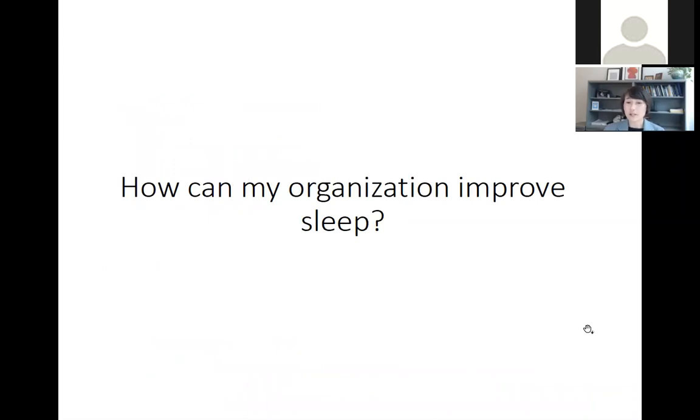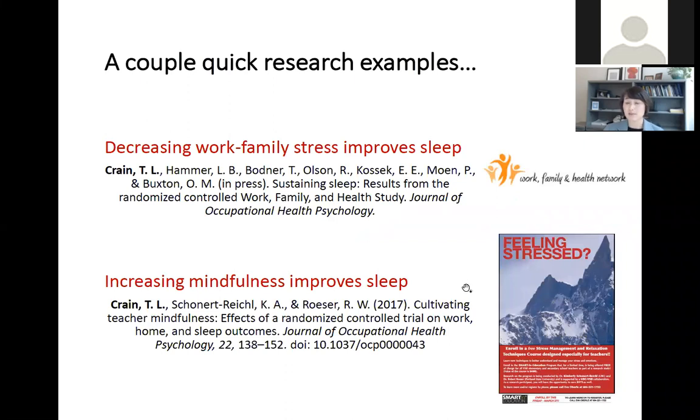Okay, so how can your organization improve sleep? I wanted to share just a couple of my own studies. I'm going to share these at a really high level. I have included the references here in case you're interested in learning more. I'm happy to answer questions too. So all of the work that I do around sleep, I'm really trying to work within organizations to decrease stress in order to improve downstream effects on sleep. So everything I target in my intervention work, in my experimental work, is really trying to target that stress so that we can improve sleep over time.